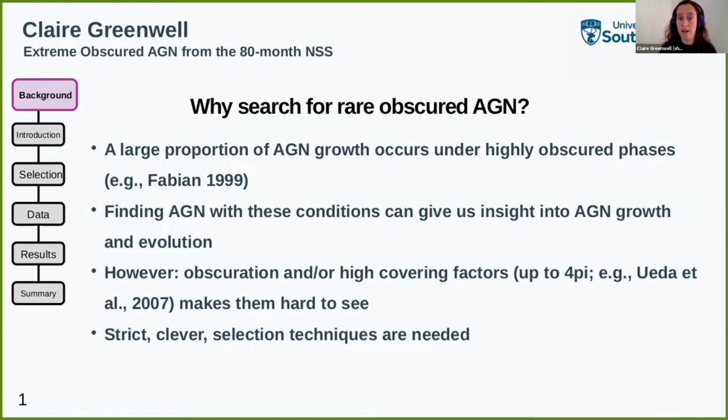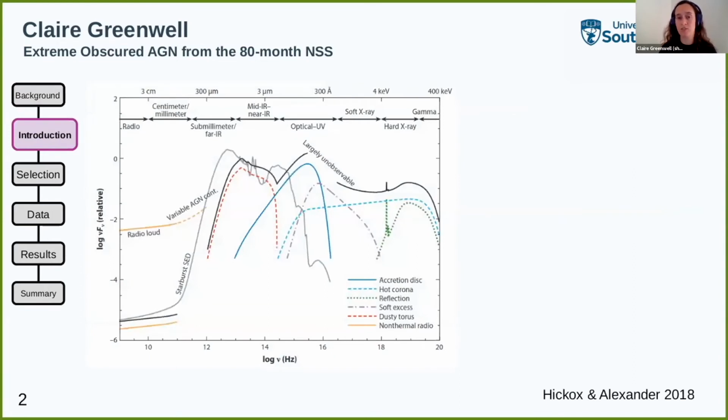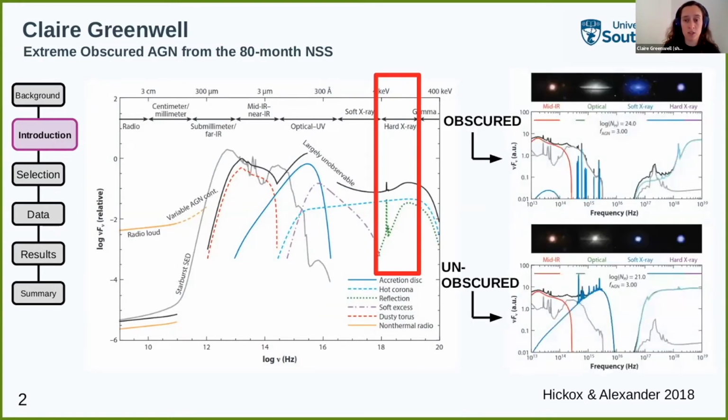And now, why NuSTAR in particular is useful for these. Here is a broadband AGN spectrum with different contributions from different parts. And the bit that NuSTAR is looking at is, of course, the hard X-ray section here. So this contains bits of the reflection spectrum, bits directly from the corona, and a little bit of the soft excess. And this part of the spectrum looks quite different in obscured and unobscured AGN.